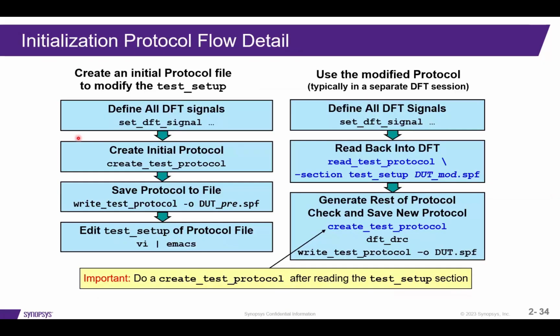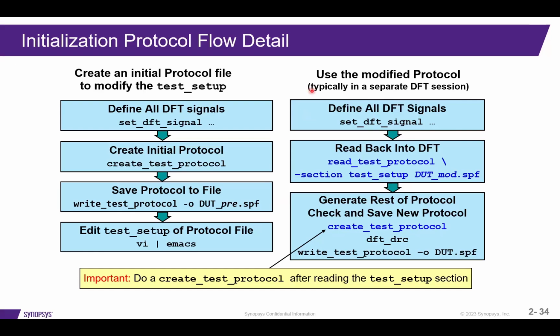So here's the flow to create an initial protocol file to modify the test setup. You first define all the DFT signals using the set DFT signal command. You then use the create test protocol command to create the initial protocol, then use the write test protocol command to write out the protocol to disk. Afterwards, you use a text editor to modify the test setup section of your test protocol file.